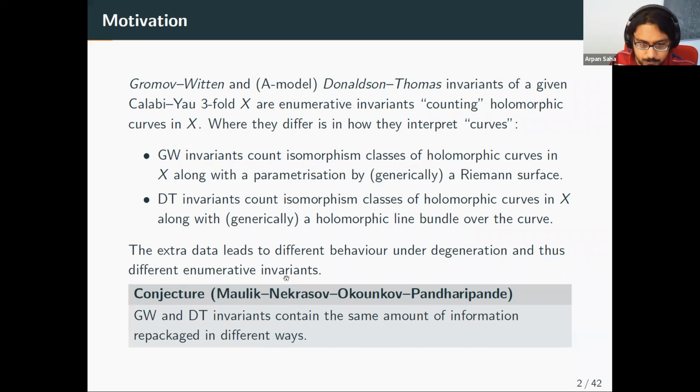Could you kindly please explain what DT invariants are in a bit more detail? I'll come to it. I'll address that.